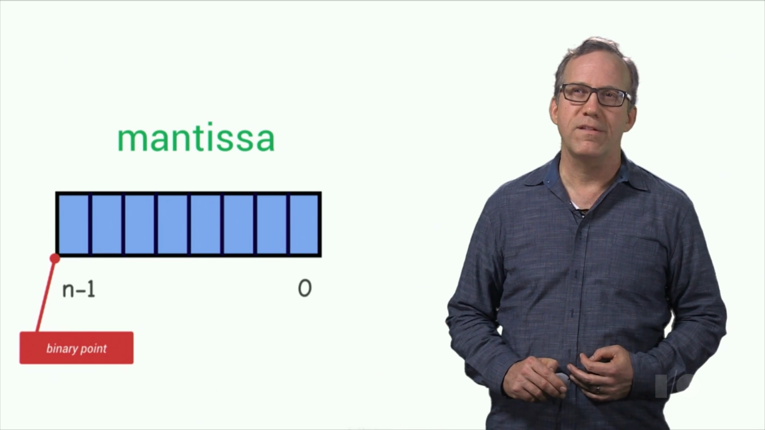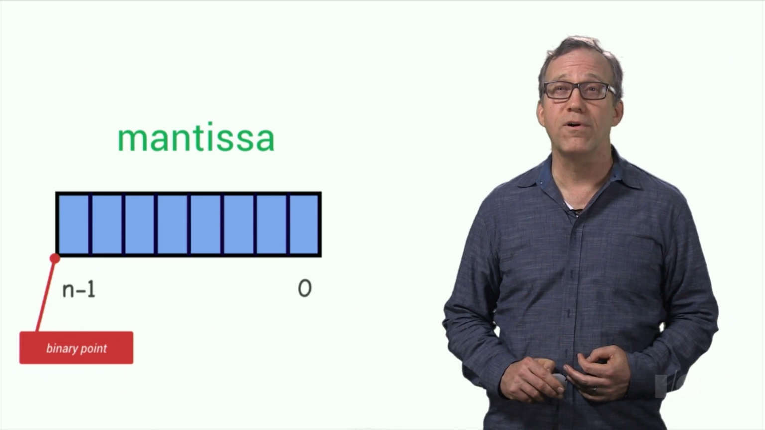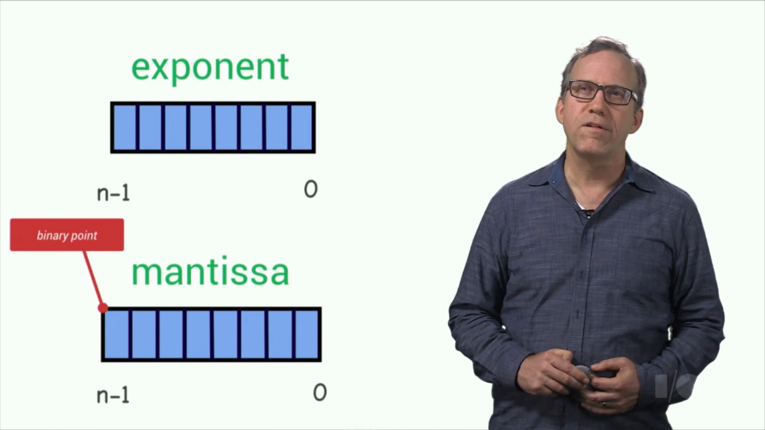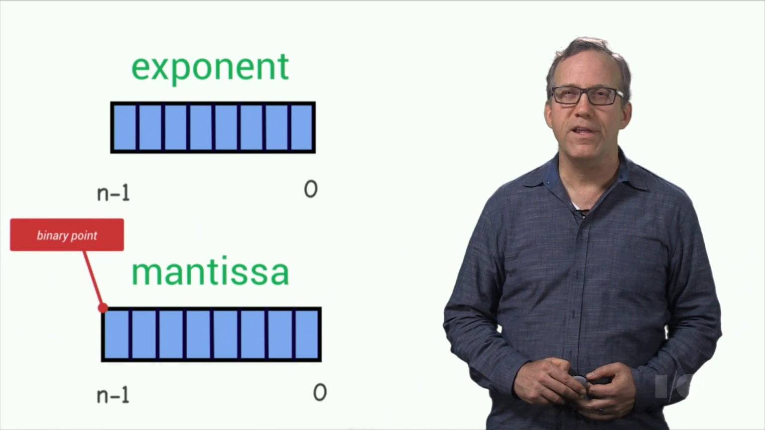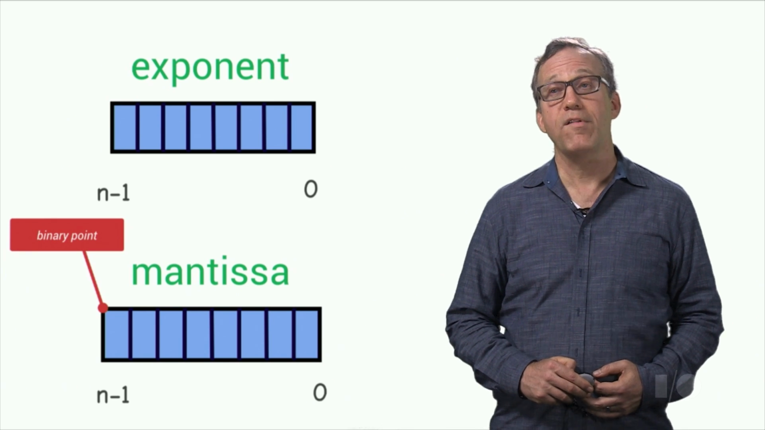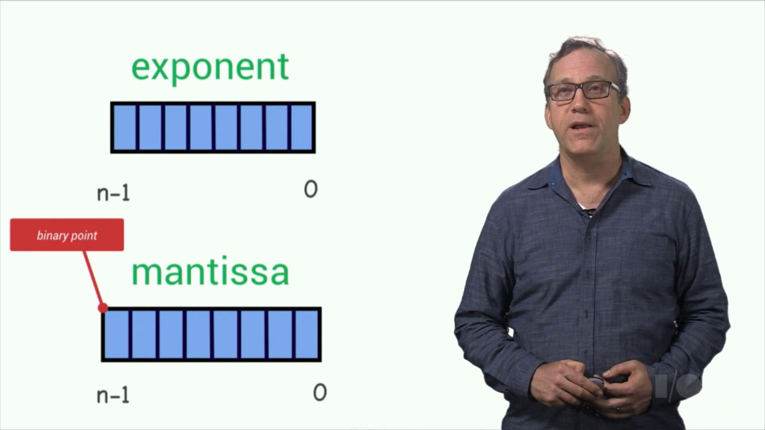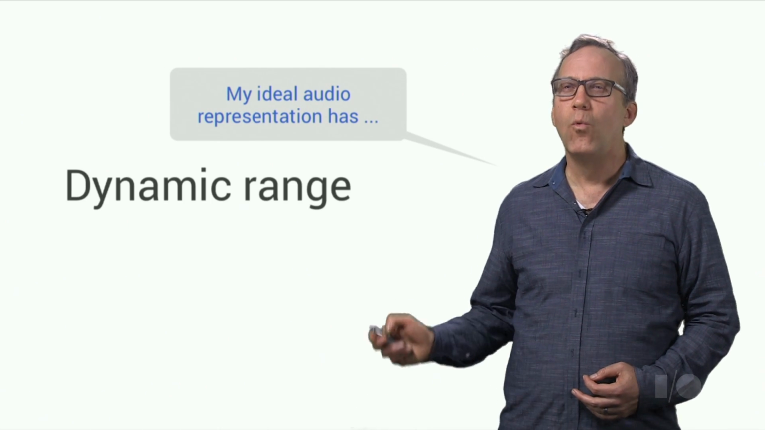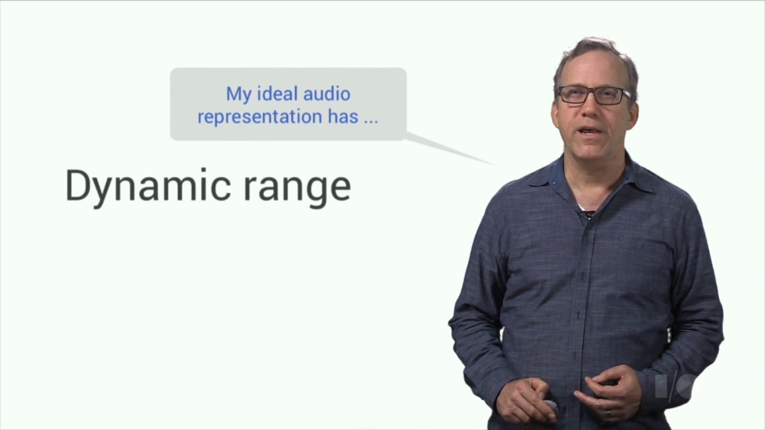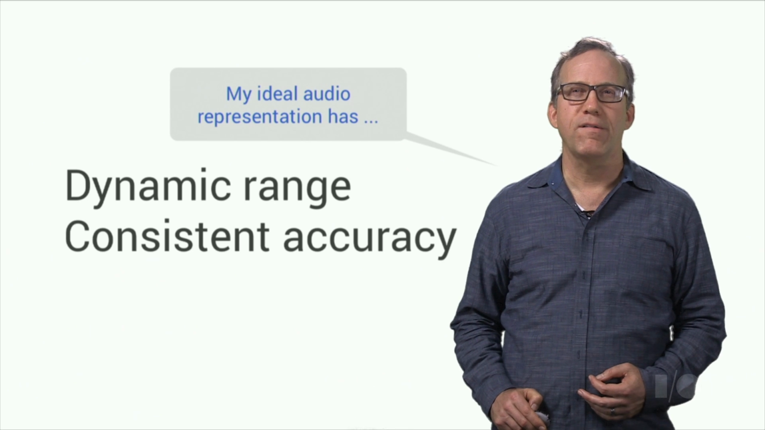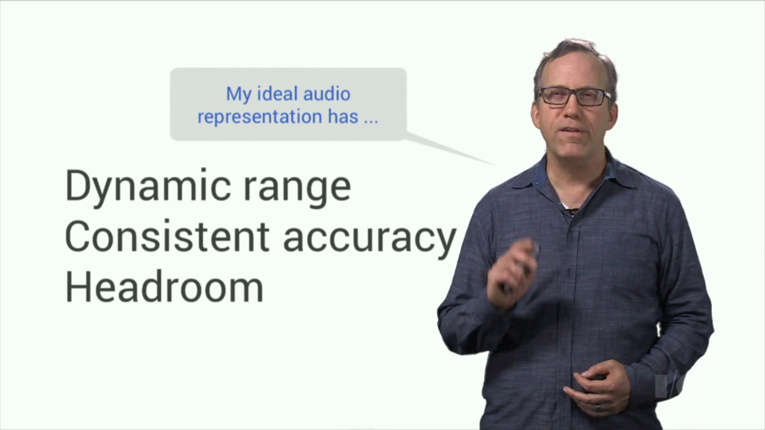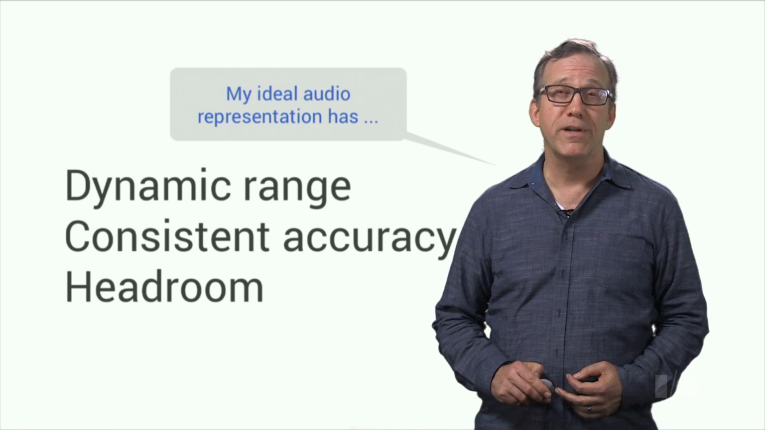The number of bits in the mantissa determines the overall accuracy. Then we add an integer exponent. This increases the range. The wider the exponent, the more range. There's a sign bit too, but we'll ignore that for now. Now, remember what we all want in audio. Wide dynamic range for soft and loud, consistent accuracy across that range, and lots of headroom to prevent clipping. Let's see how well float does on all three.